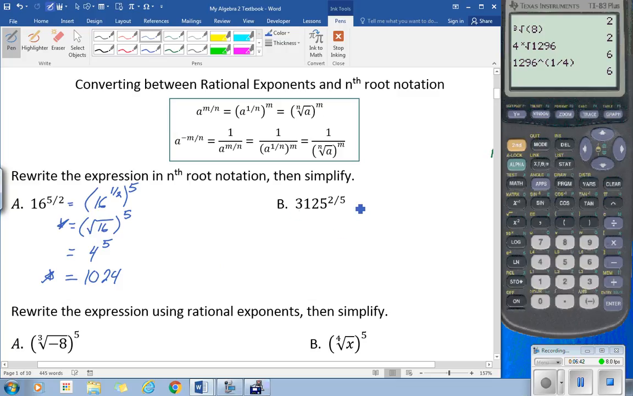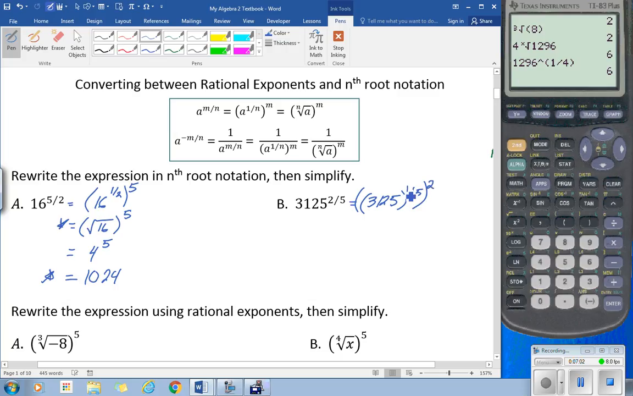Okay. Take a look at B here. 3,125 to the 2/5 power. And see what we can come up with there. Let's, again, break it down. It becomes 3,125. Okay, we're going to raise that number to the 1/5 power. Okay, that's the denominator. And then we're going to raise that to the second, or square it.